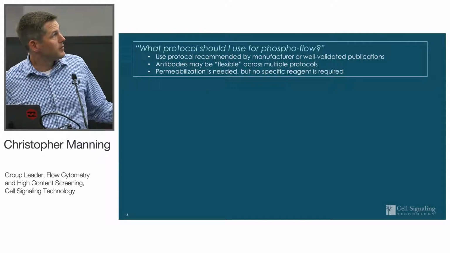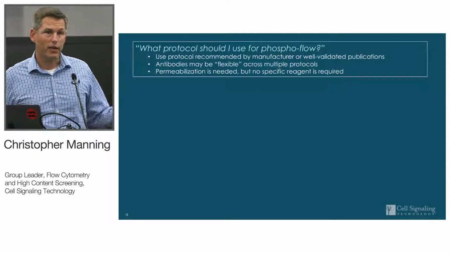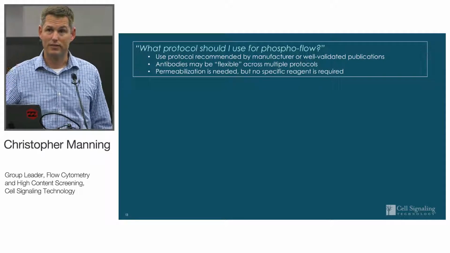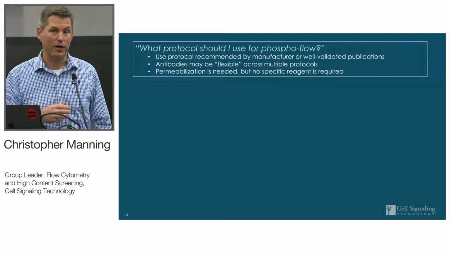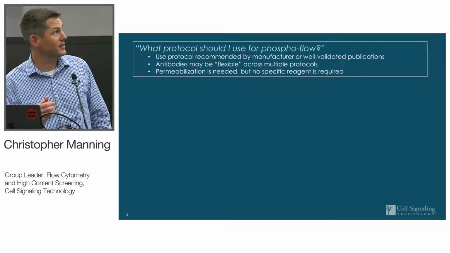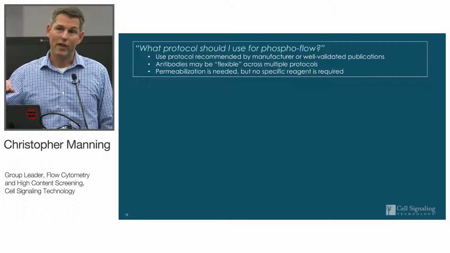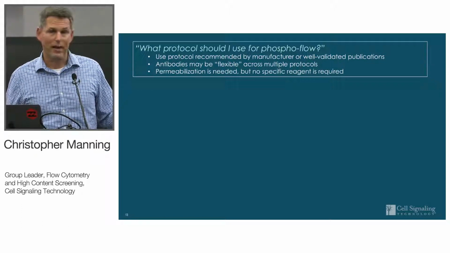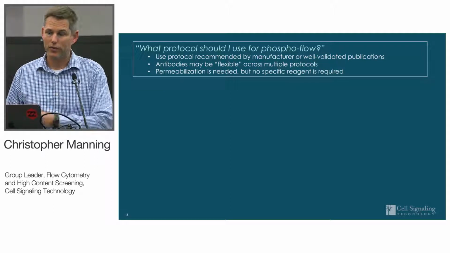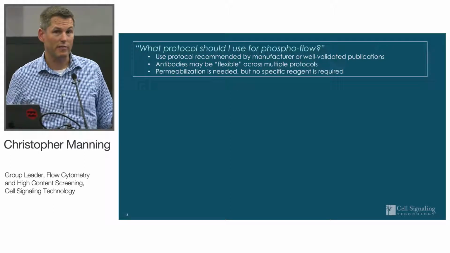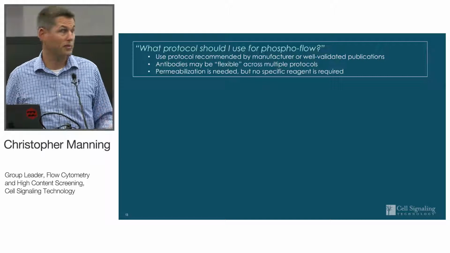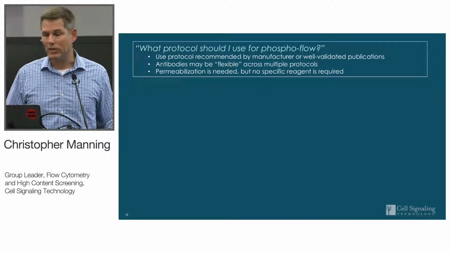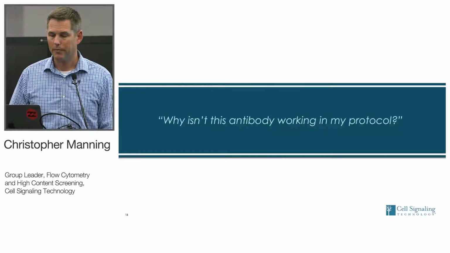So to recap, look for protocols and protocol information as much as you can from known sources and follow the protocols, at least to get you going and understand how that product, how that antibody is going to work in your hands. But understand that your antibody could be flexible too. So you've got options for those panels, and be able to build a panel around a more restrictive antibody, something that needs one protocol specifically. And you need to permeabilize the cells, but there isn't one specific reagent that you need to use.